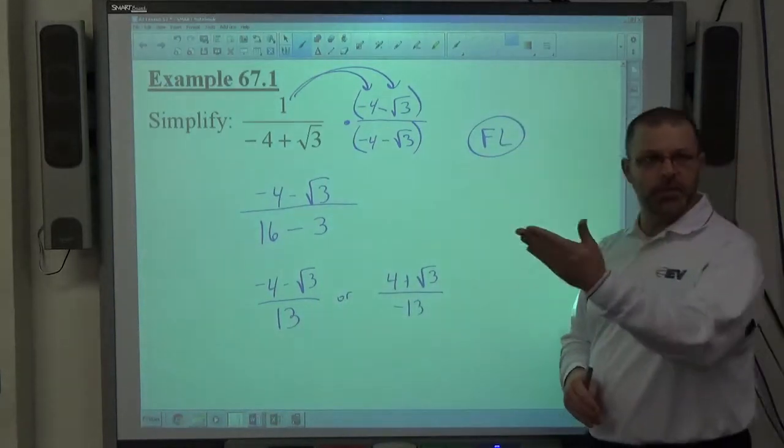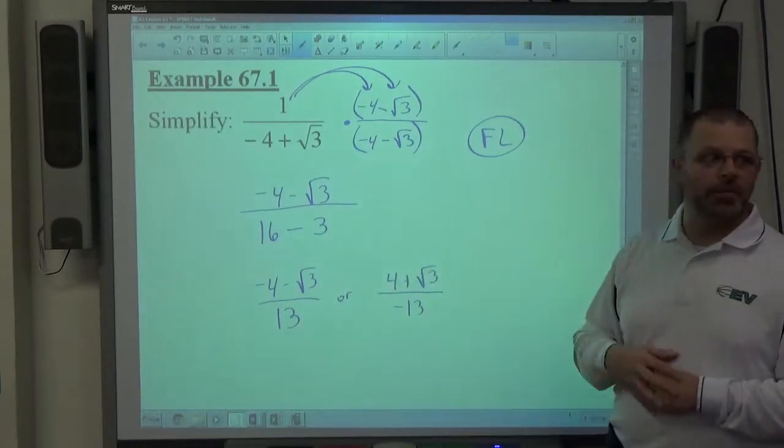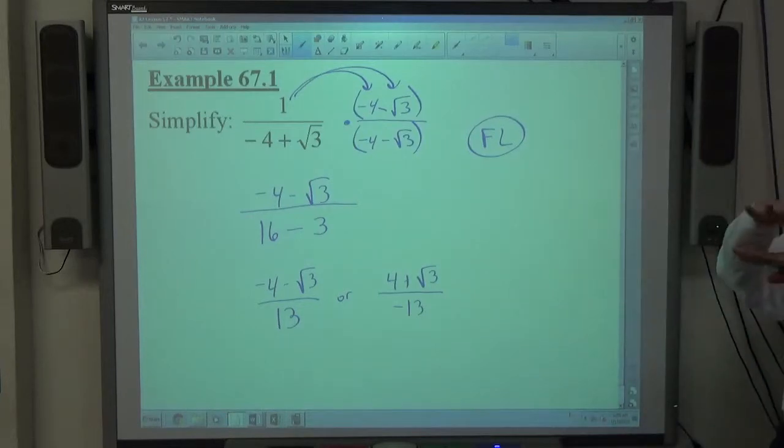Alright, just keep in mind that if you're checking the back of the book to verify you got the right answer, you got this, they got that, they mean the same thing. I changed all the signs on top, all the signs on the bottom, equivalent fraction happens.